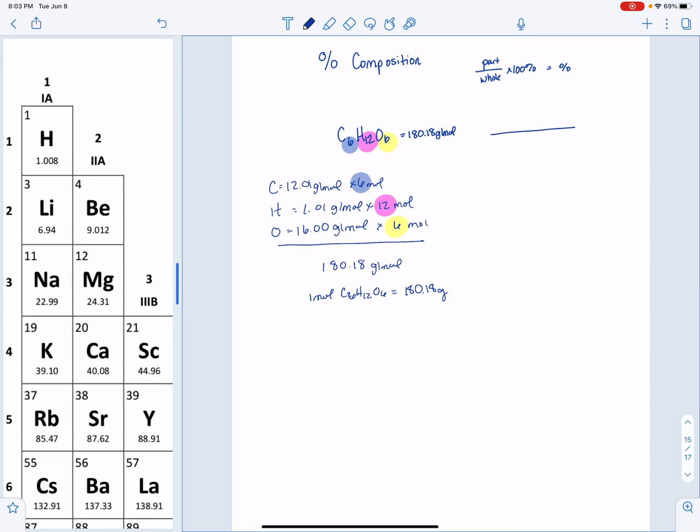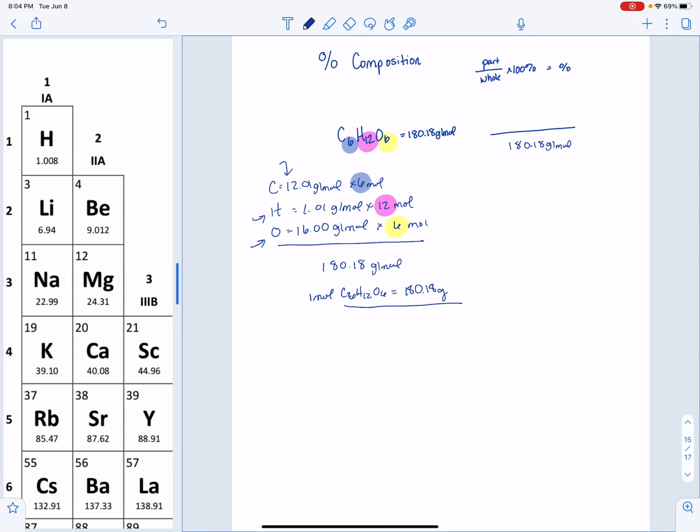All right, so we're going to say this is the whole thing, and if we want to know the percent composition, what we want to find is either the percent of carbon or of hydrogen or of oxygen. You might have to do some of them, or you might have to do all of them. Make sure you're reading the problem, because if it's only asking you for carbon's percentage, then don't go ahead and waste your time solving for these ones. All right, so this is our bottom number, 180.18 grams per mole.